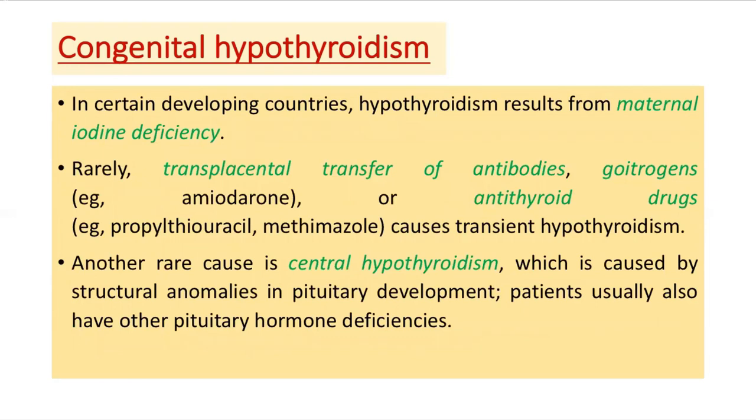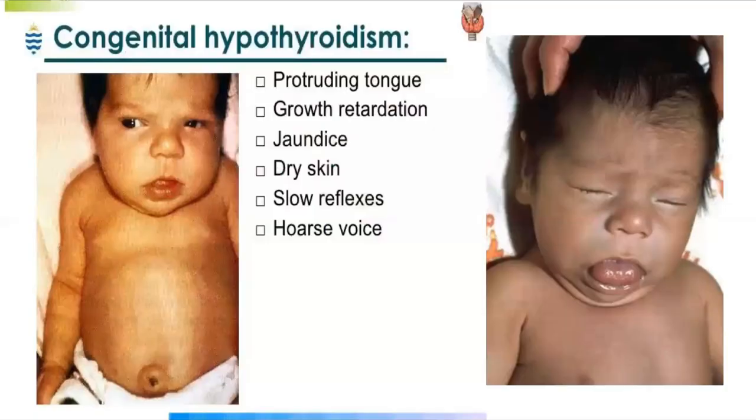زي ما قلنا إن congenital hypothyroidism ممكن يكون نتيجة لmaternal iodine deficiency أو نتيجة لtransplacental transfer of antibodies or goitrogens أو ممكن يكون سببه central hypothyroidism اللي هو secondary والtertiary causes اللي هو زي ما قلنا نتيجة ل hypothalamic or pituitary causes. وفي الحالات دي ممكن يبقى في other pituitary hormone deficiency.